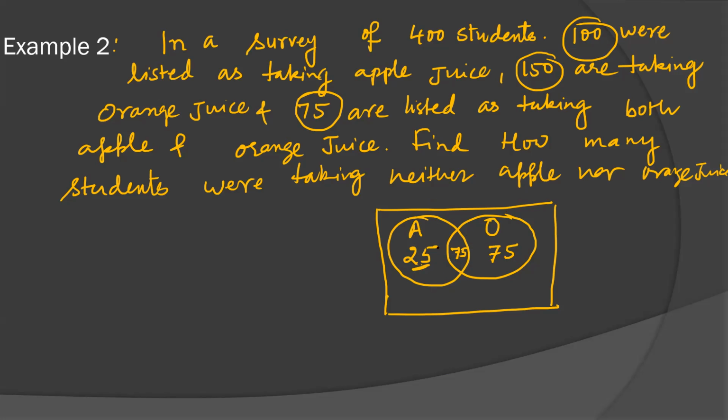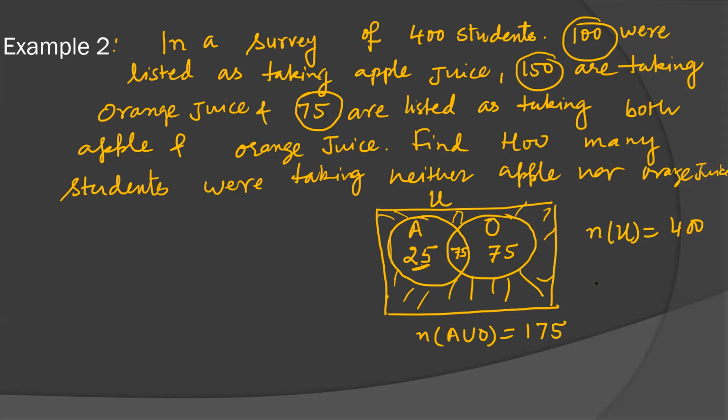So these students are taking either apple or orange. If you add these numbers, you will see that the number of students taking apple or orange is 25 plus 75 plus 75, which is 175. In the universal set, there are 400 students in the college. So outside this, those not taking any juice, neither apple nor orange, will be equal to the total elements in the universal set minus those taking apple or orange. It will be 225.